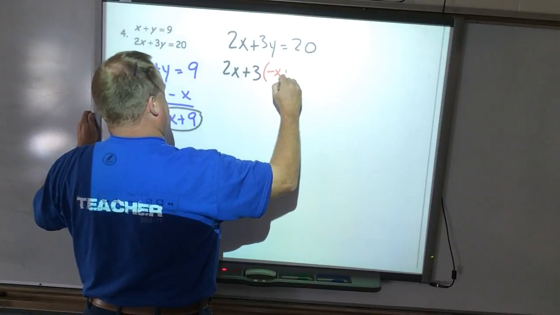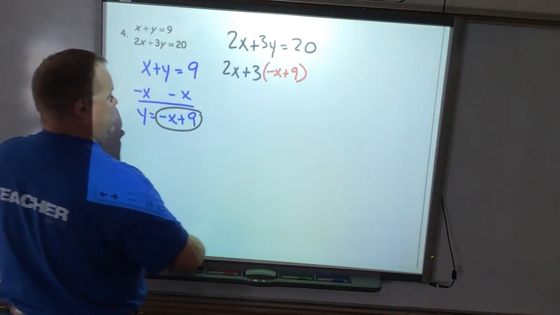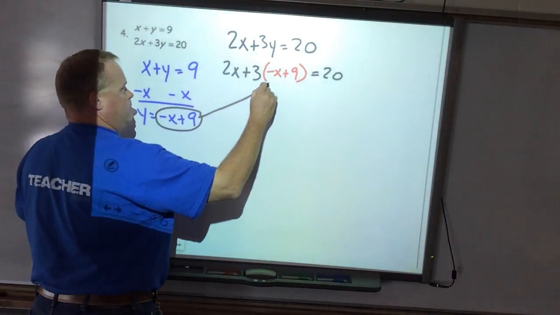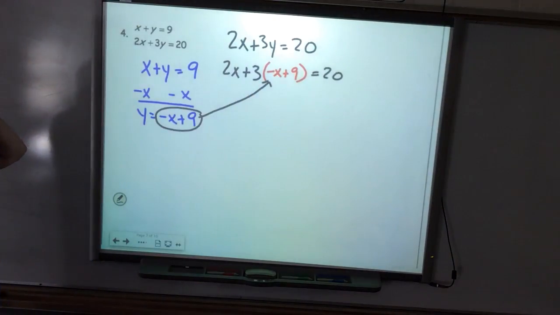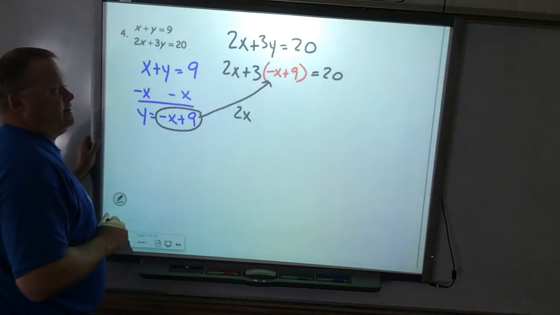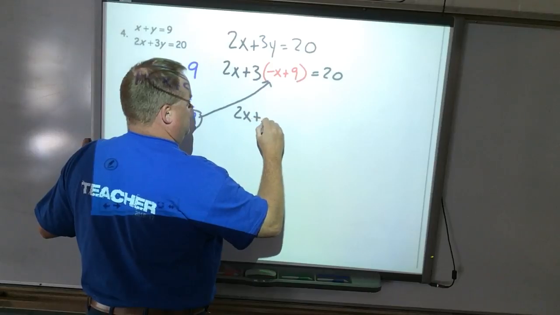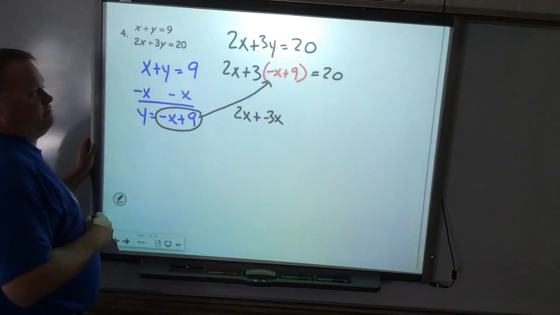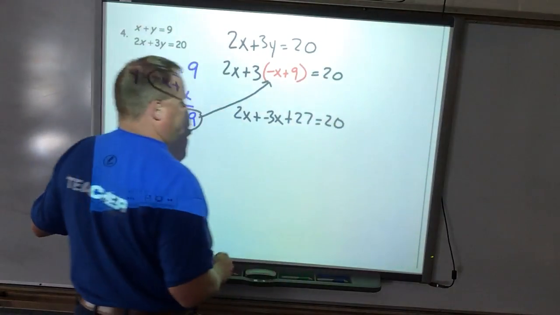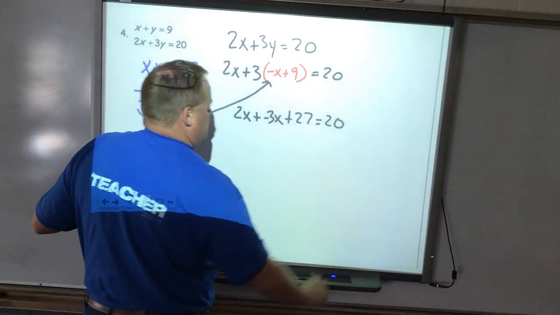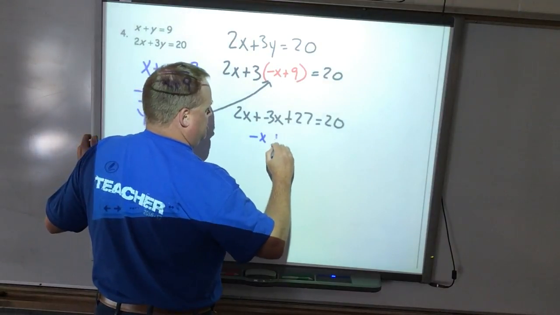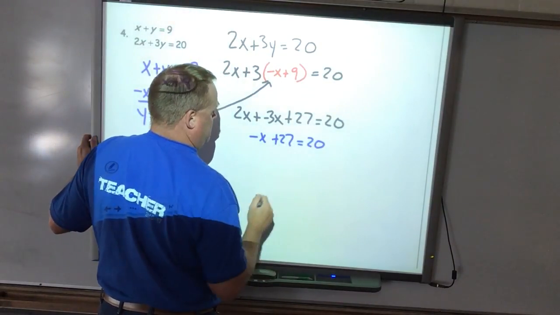So this becomes negative x plus 9, and it is going to be equal to 20. All I've done is substitute this in for the y right there. So this is 2x, 3 times negative x is a plus negative 3x, and 3 times 9 is 27. Then it's going to be equal to 20. As I look at this, let's combine like terms. 2x and negative 3x becomes negative x plus 27 equals 20.